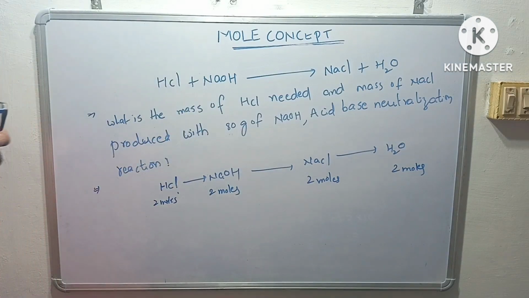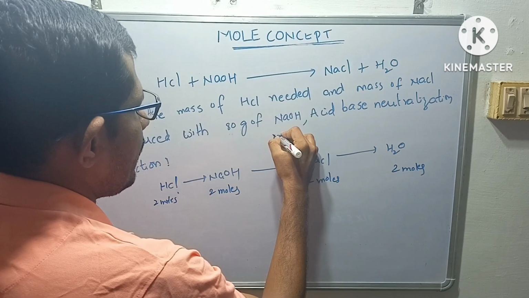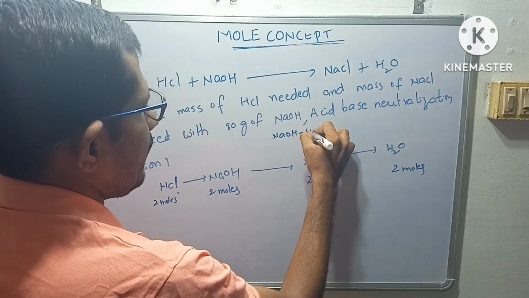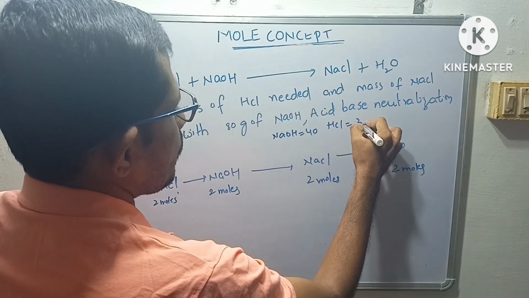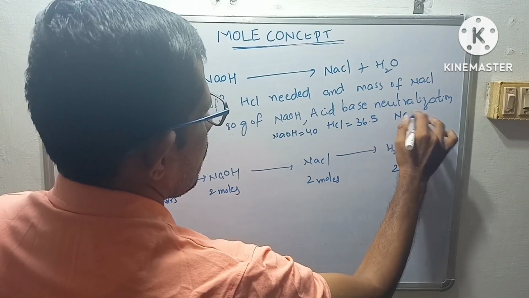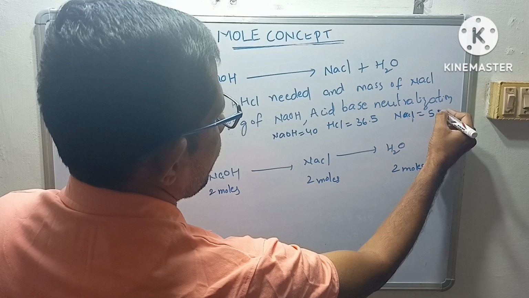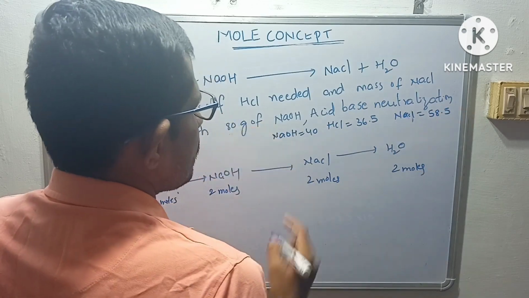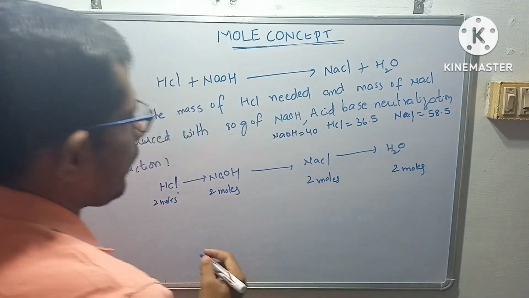Okay. Now what I need? I need to calculate the mass of the HCl. So molar masses I will write here. NaOH is 40. HCl is 36.5. NaCl is 58.5.